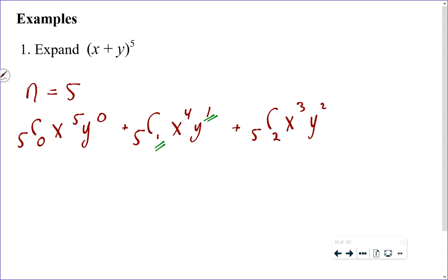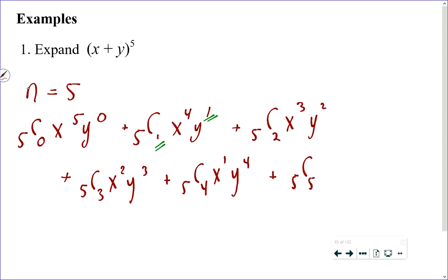We're going to have 3 more terms because this is to the 5, which means we get 6 terms. The next term will be 5 choose 3. X to, if you want the rule here, x to the difference between 5 and 3. Y to the 3. Then 5 choose 4. X to the 5 minus 4 is 1. Y to the 4. Then 5 choose 5. X to the 0. Y to the 5.